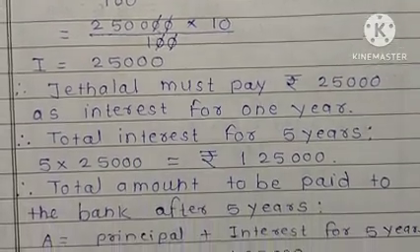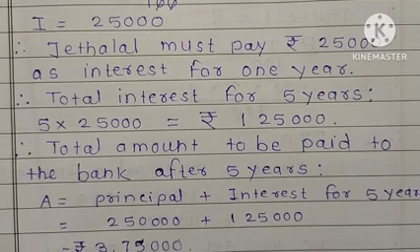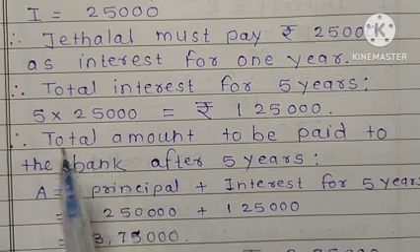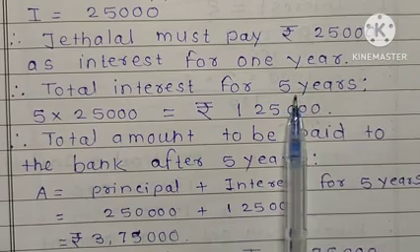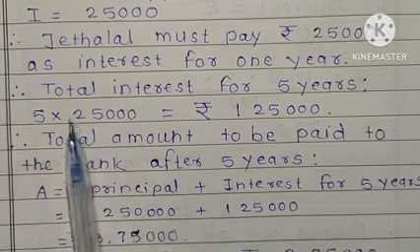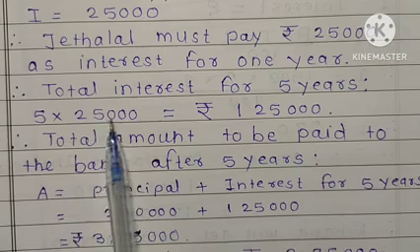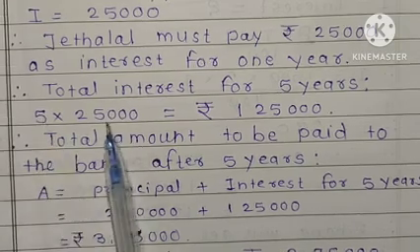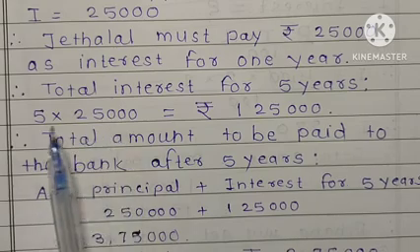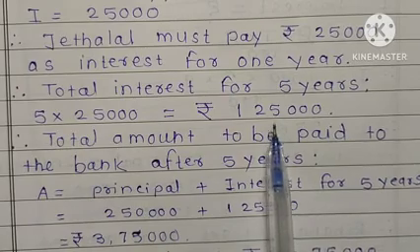Now second question, that is total amount to be paid to the bank after 5 years. Okay. So first of all, you know that total interest for 5 years is given by 5 into interest for 1 year. Interest for 1 year is 25,000 into 5 years. This product is rupees 1,25,000. That means this is the interest for 5 years.